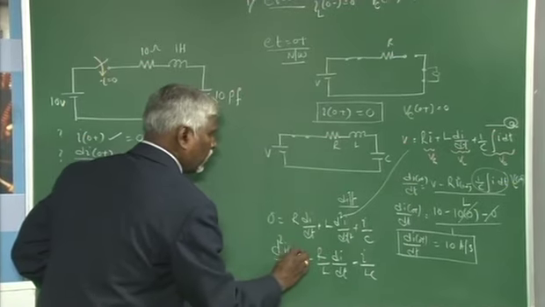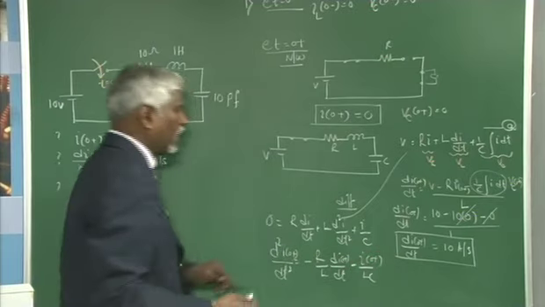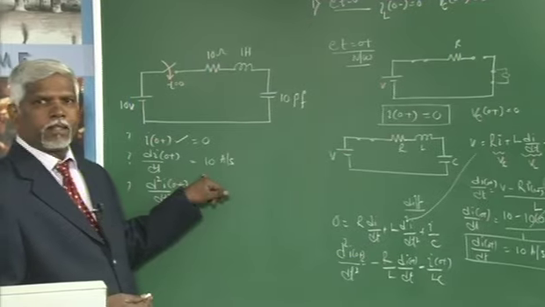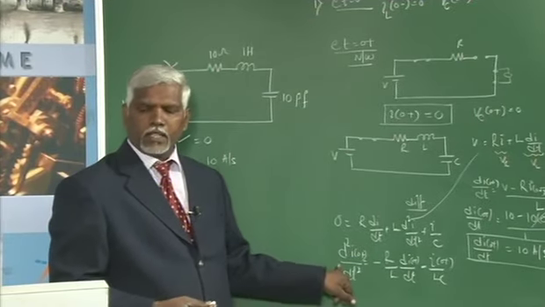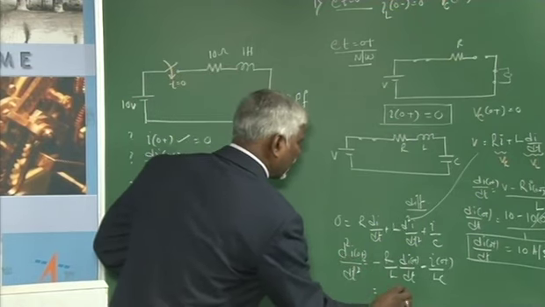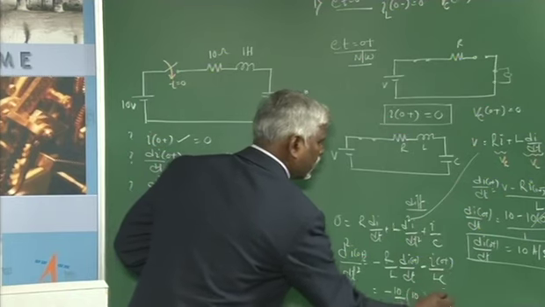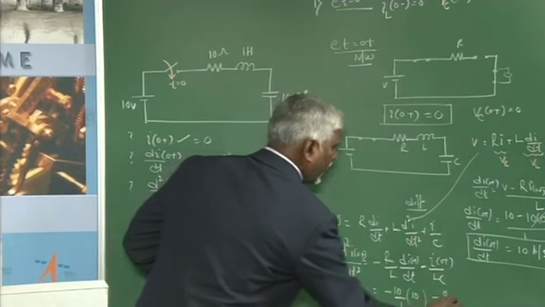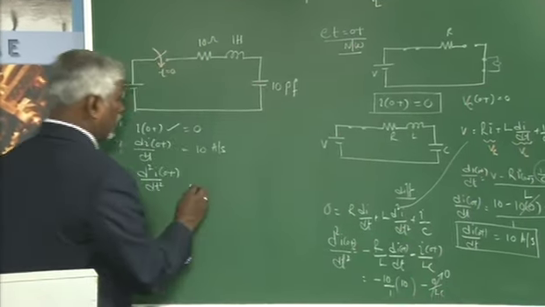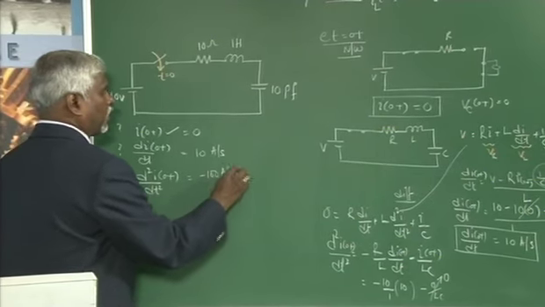If you want to evaluate at t equal to 0 plus, substitute the known values of I at 0 plus and di by dt at 0 plus, and evaluate d squared I by dt squared at 0 plus. It will be minus 10 by 1, di by dt at 0 plus is 10, minus I at 0 plus, which is 0, by L into C. The whole term goes to 0. So, it will be minus 100 amps per second squared.